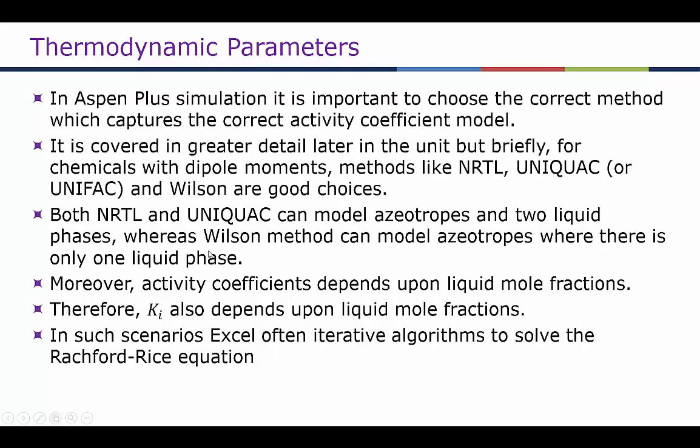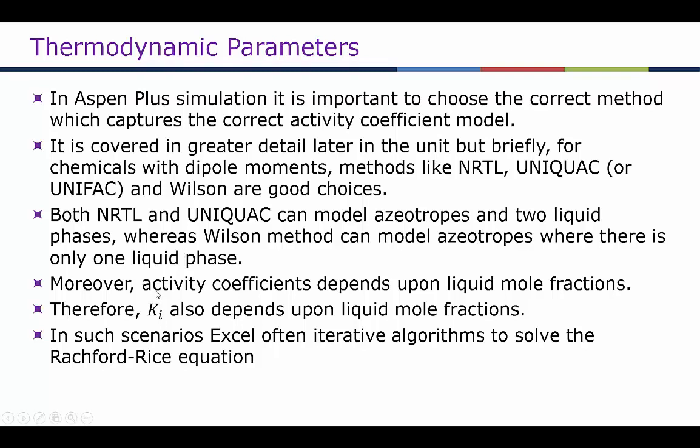So here, if we use NRTL and UNIQUAC, it can model azeotropes where we have two liquid phases. The two liquid phases do not mix together, so they're immiscible liquids. Whereas Wilson's method can only model azeotropes where we have only one liquid phase. So NRTL and UNIQUAC are more advanced versions, so to speak.